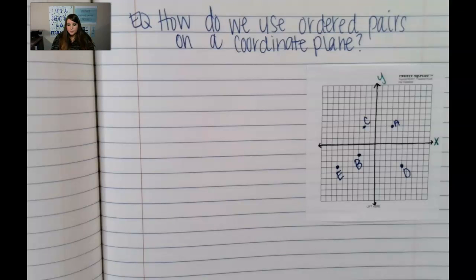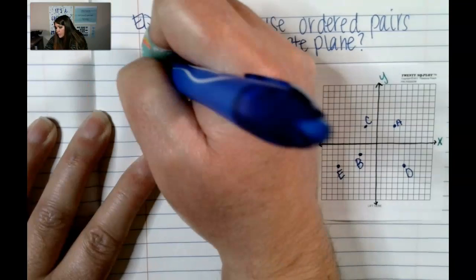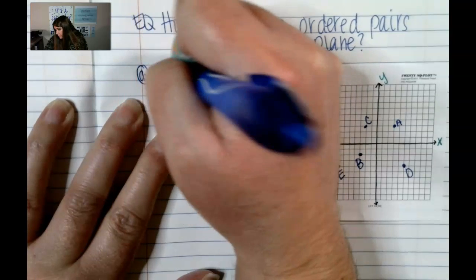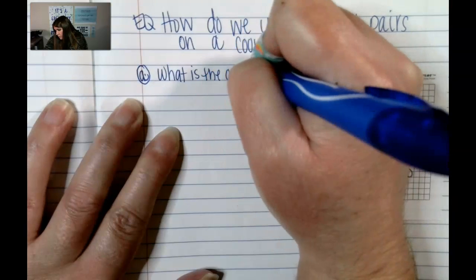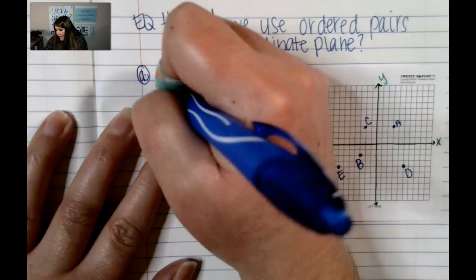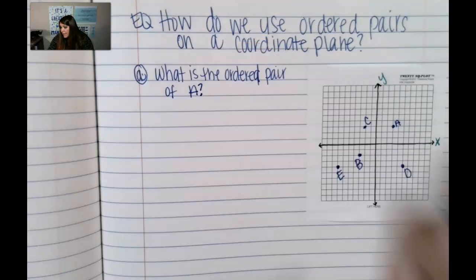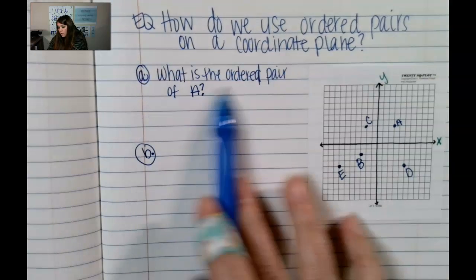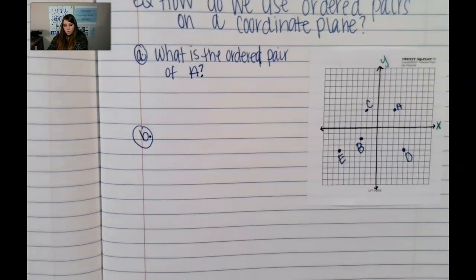So our first job is example number 1, or example A, which says to tell what is the ordered pair of point A. So it wants to know what is the ordered pair of point A. Example B is going to ask what is the ordered pair of B, and so on. So let's go ahead and look at the ordered pairs.